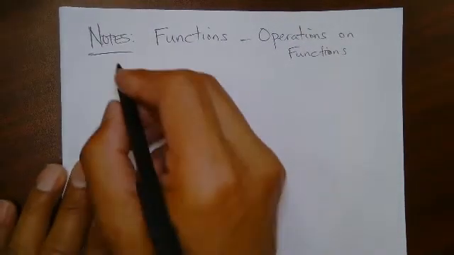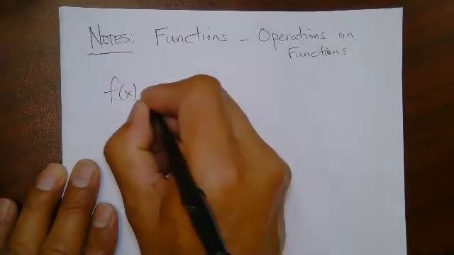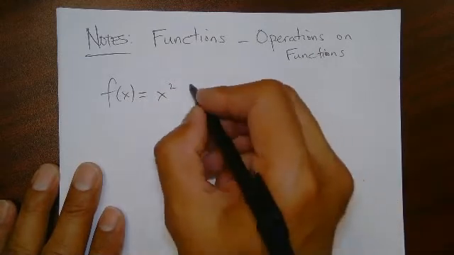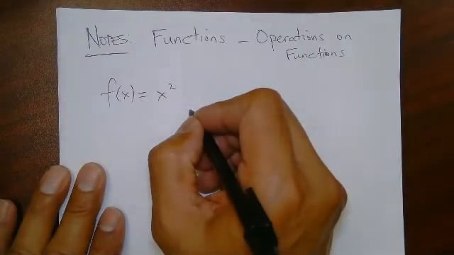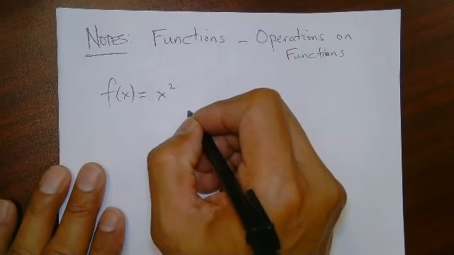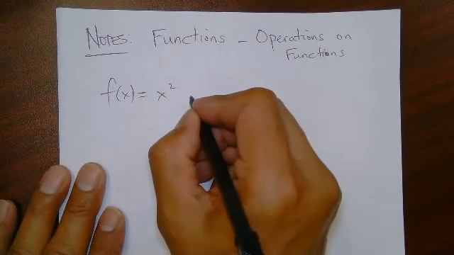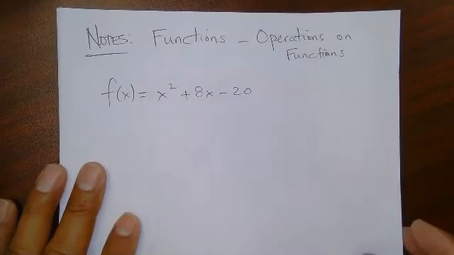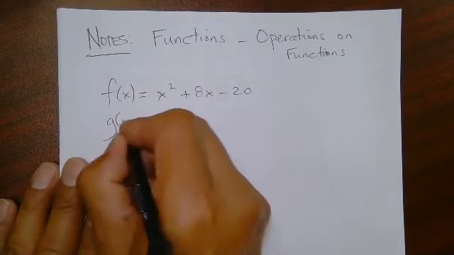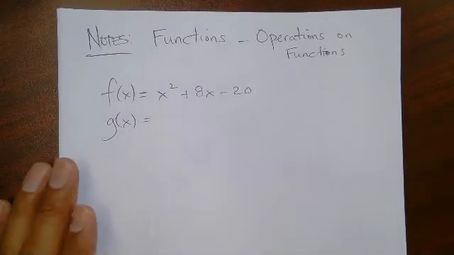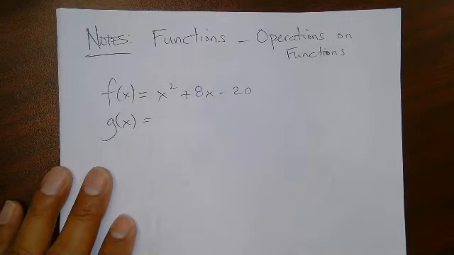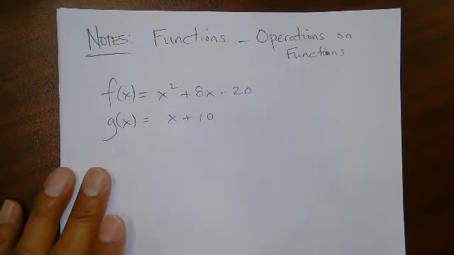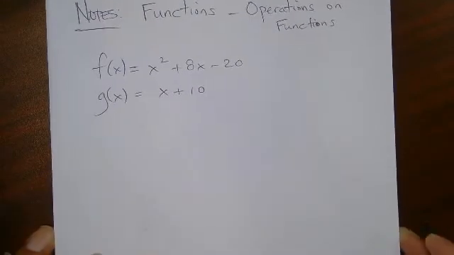Okay, so I'm going to give you two functions. f of x is equal to x squared plus 8x minus 20, and g of x is equal to x plus 10. They're going to give you two functions, yeah?